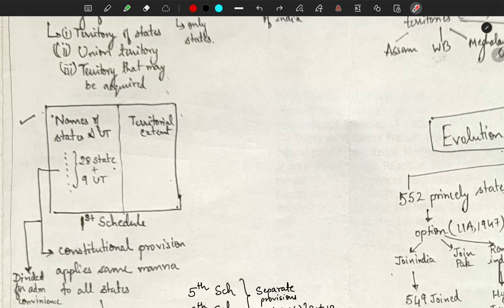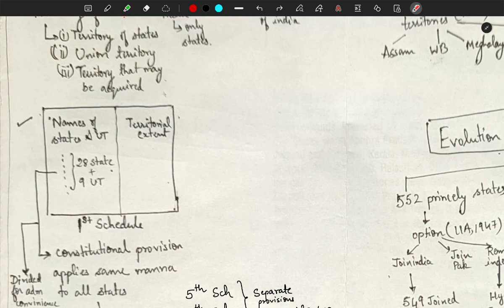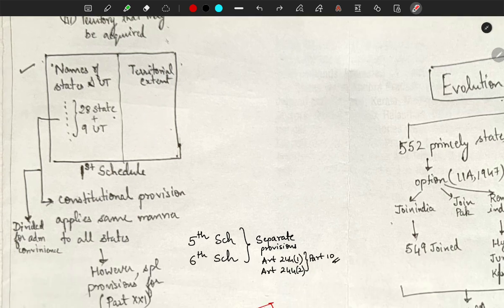Now, the names of states and union territories are mentioned in the First Schedule. Let's assume this box is the First Schedule. The names of the states and union territories are mentioned here. How many states are there? 28, and 9 union territories. And here the territorial extent is given. Why is it divided like this?